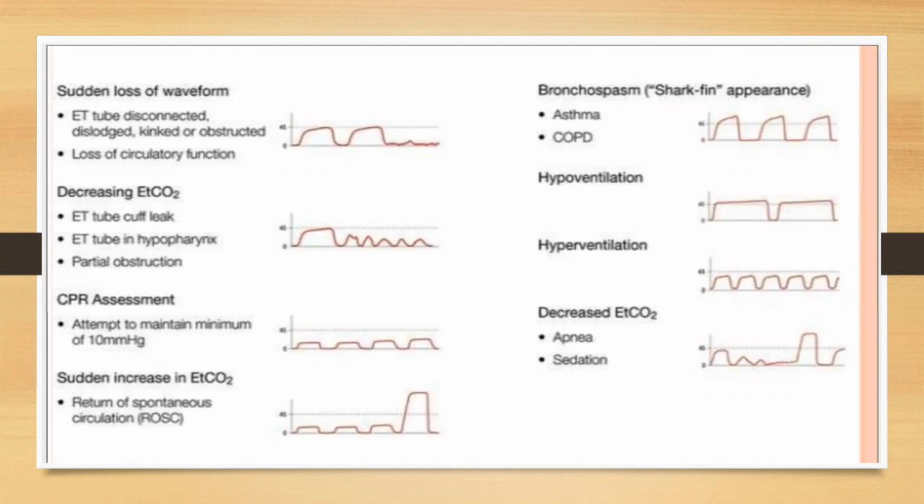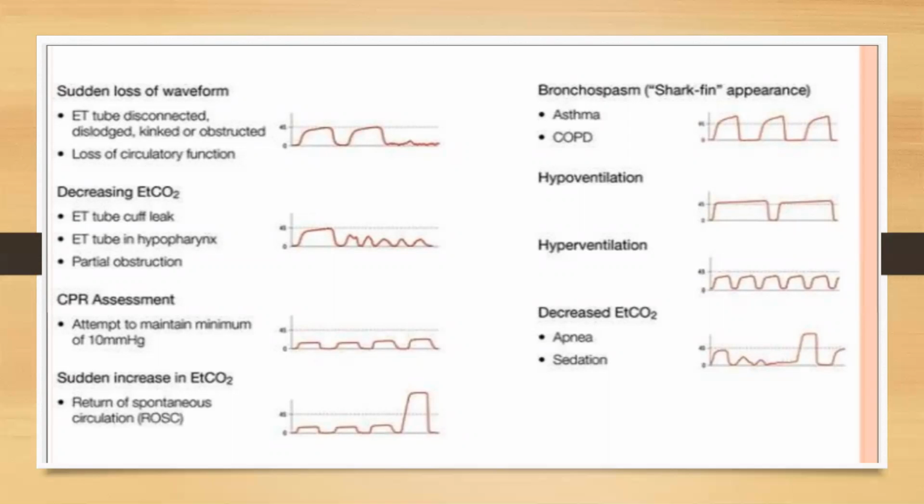These are a few waveforms which are used for assessment of the status of a patient under anesthesia or undergoing mechanical ventilation. Sudden loss of waveform includes ET tube disconnection, dislodgement, kinking, or obstruction, or it can be due to loss of circulatory function. A decreasing EtCO2 trend includes ET tube cuff leak, ET tube placement in the hypopharynx, or partial obstruction.